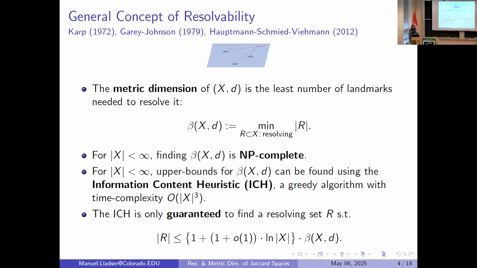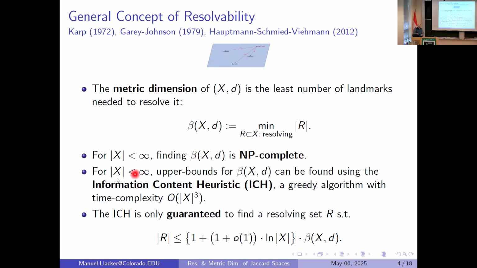Now, as you can expect, studying the object comes with some challenges. And the most important thing you would like to do is to minimize the size of that set R because it defines the dimension for the representation. So the metric dimension of a space is by definition the size of the smallest resolving set of that space. And we are going to denote that with the letter beta, beta of (X, d).